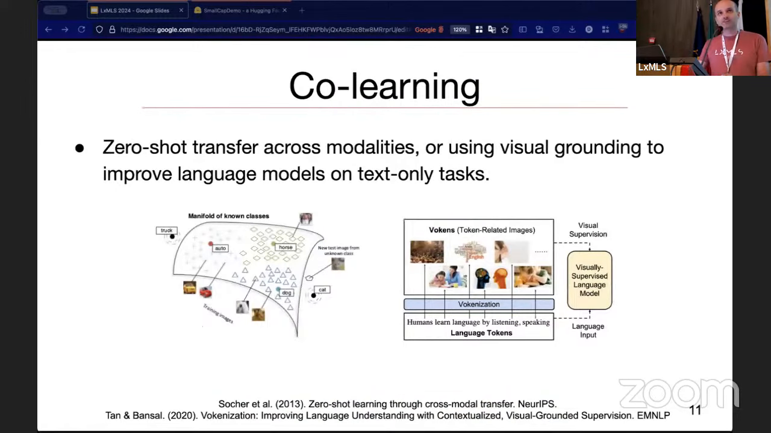And the final major area is co-learning, where we would like to do some kind of transfer across modalities, perhaps taking embeddings of images and trying to project them onto a text manifold, or vice versa, or maybe even trying to learn visual representations of tokens themselves, in this example here by Mohit and his group in 2020.